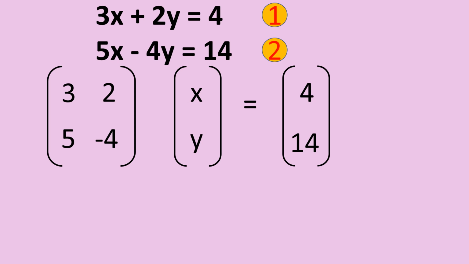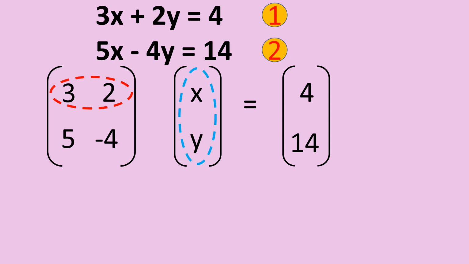Now when we have the 3, 2, 5, minus 4, we have a 2 by 2 matrix, that is 2 rows and 2 columns. Next on the right, we have a 2 by 1, that is where we have x and y, a 2 by 1 matrix, 2 rows and 1 column. Similarly, where we have 4 and 14, we have a 2 by 1 matrix, 2 rows and 1 column.